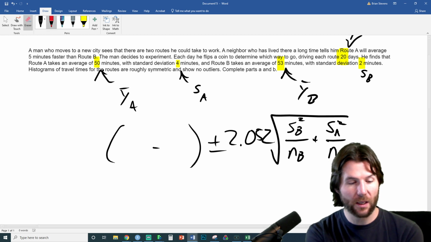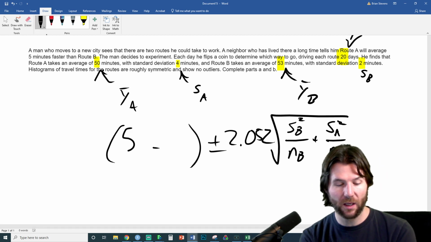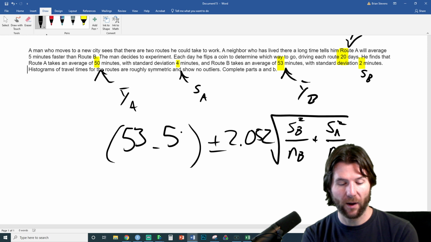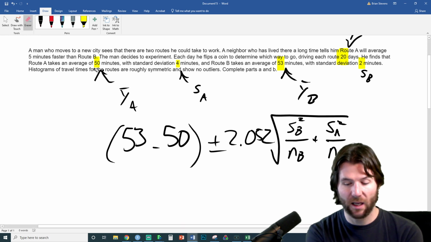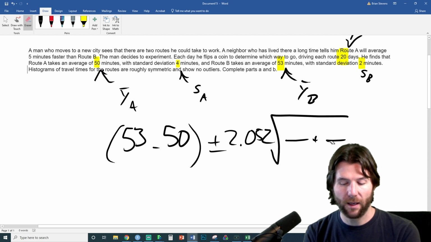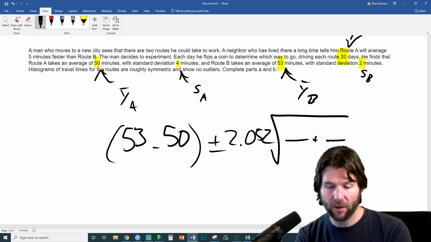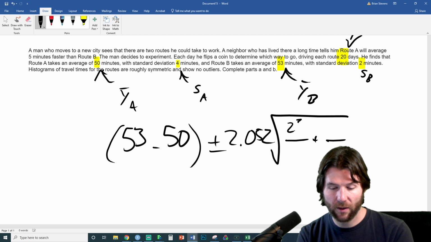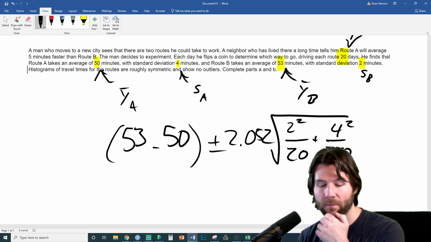Here's the 2 means, so we need to take the mean for B minus the mean for A, and then we take this one right here, and its standard deviation squared. This is 2 squared. This is 4 squared. 20, 20. And so that's, well, we can do this.